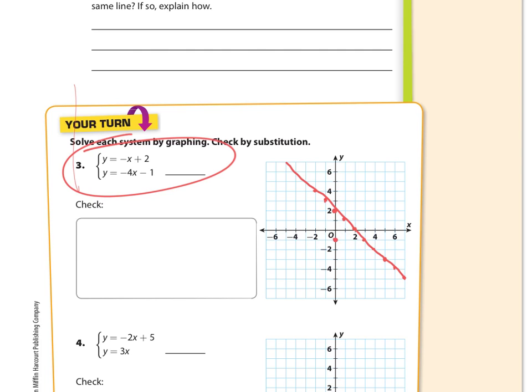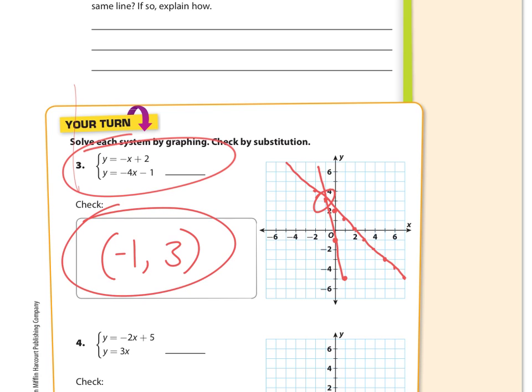Then we have minus 1, and this time we're going down 4 and over 1. Or up 4 and left 1. And we can see that we're going to cross right here. The coordinate for that would be negative 1 and 3. If you put it in your calculator, you would get negative 1 and 3.